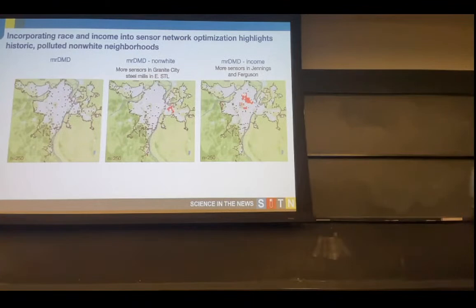Looking at an income-based optimization, you have way more sensors now placed in Jennings and Ferguson, Missouri, these historic northern Black suburbs. And really, I'm not advocating for one optimization route over the other, but rather all three should be considered when designing a sensor network. It provides this roadmap.